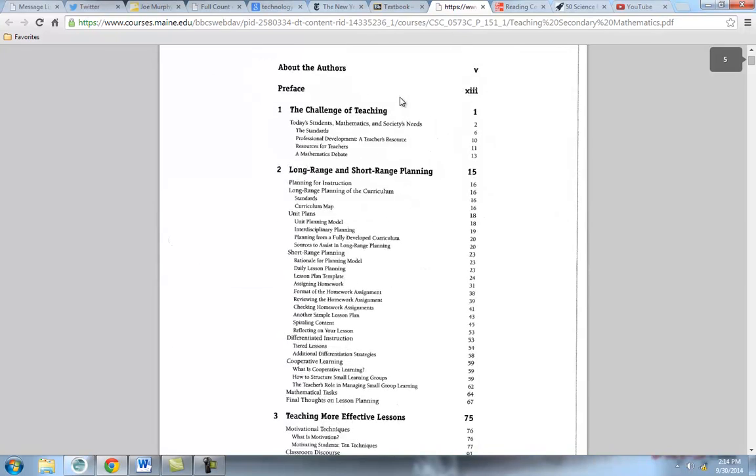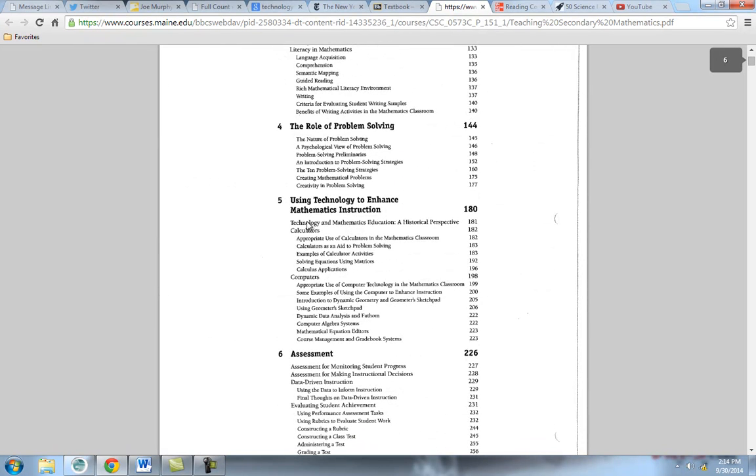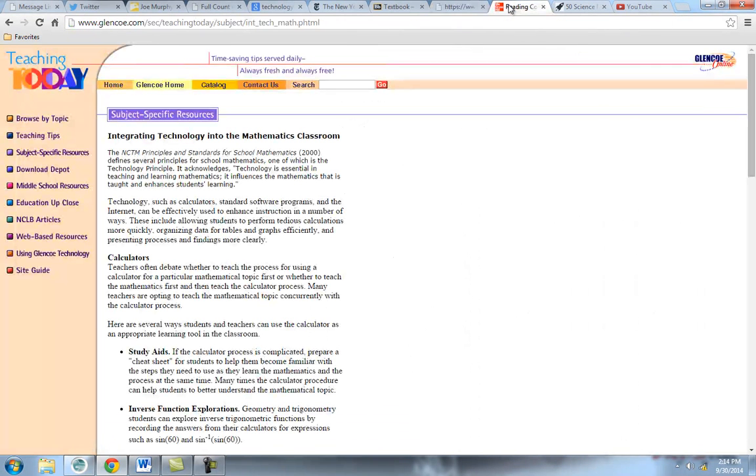So the book chapter here, which is about chapter 5, and you can look at chapter 5 all the way down here, talks a bit about how to use technology to enhance math instruction. I'll send you this link here. It's based on the NCTM Principles and Standards.